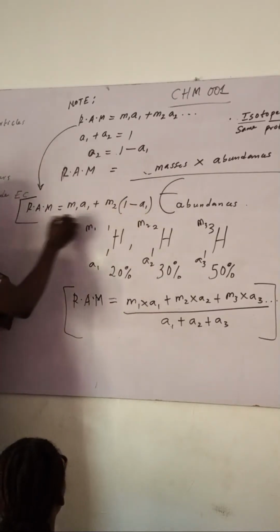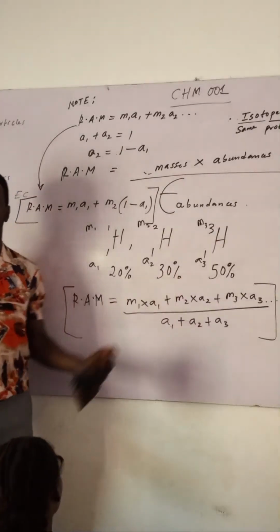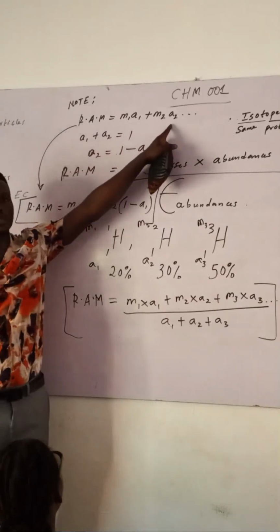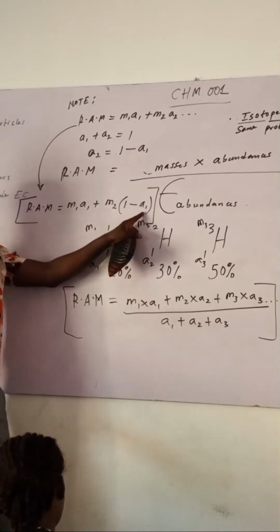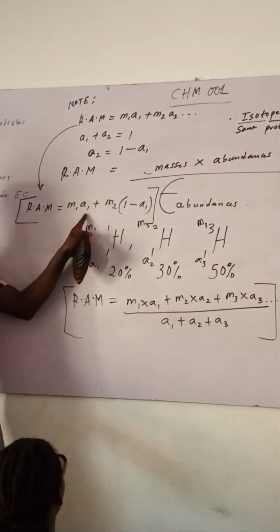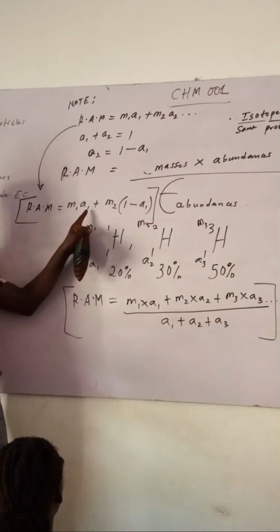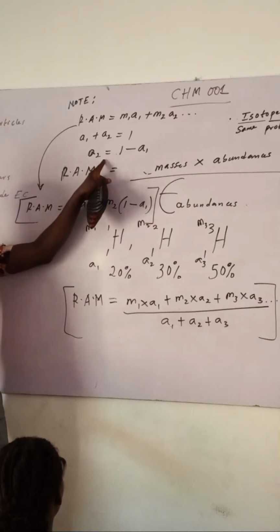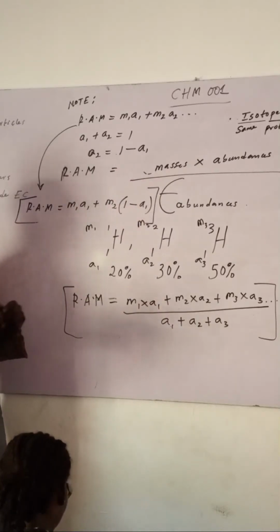This formula will be useful when they ask you to calculate abundances. If they say calculate abundances and you don't know them, it's going to be a problem, but you have reduced it to just one unknown. When they give you the masses and the RAM and say find A1, you can easily solve for it. If they say find A2, you put whatever you get as A1 into this formula, then you get A2. We are going to take examples when there is time, for those that will understand.